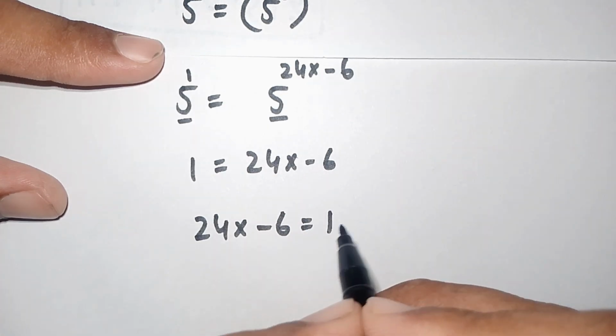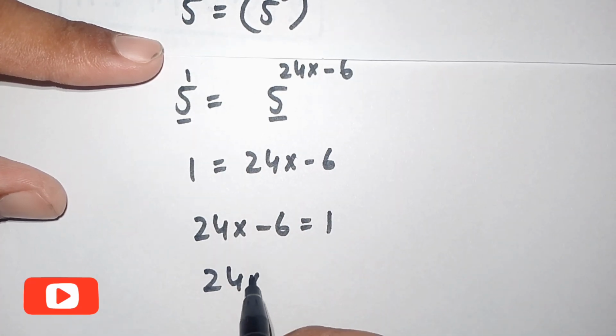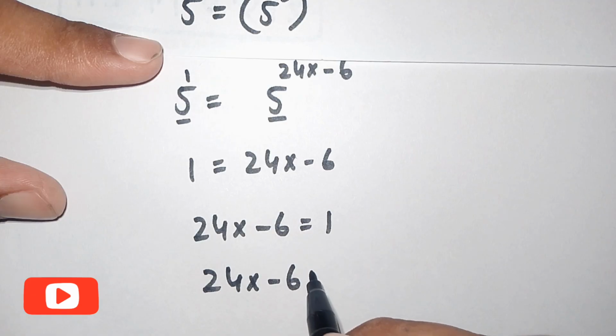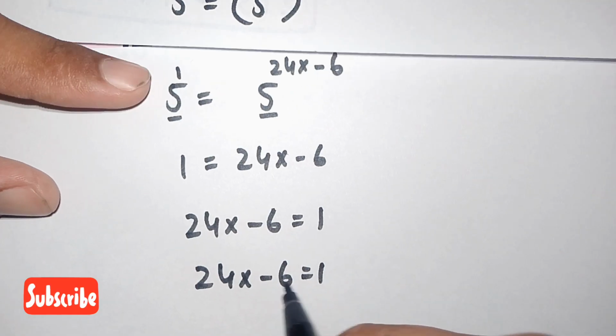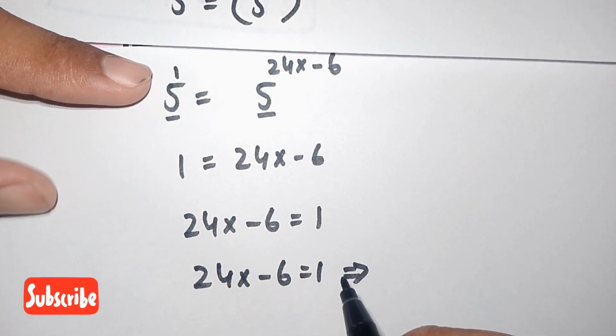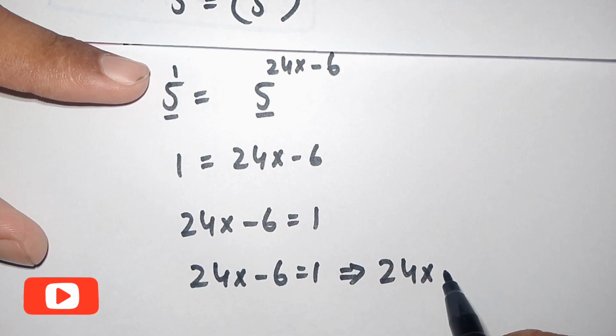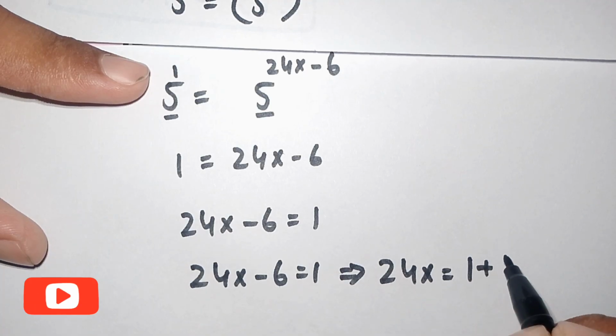We have to move this 6 to the right side. So this will become 24x minus 6 is equal to 1. This can be in the form of, when this 6 moves here, this will become 24x is equal to 1 plus 6.